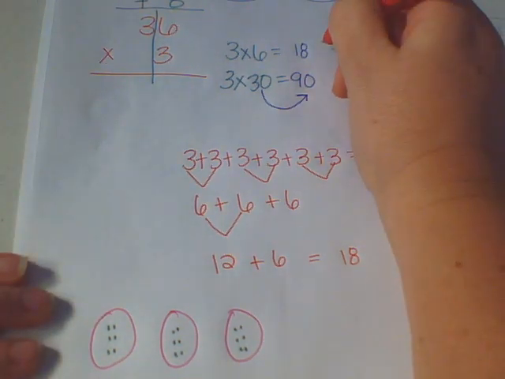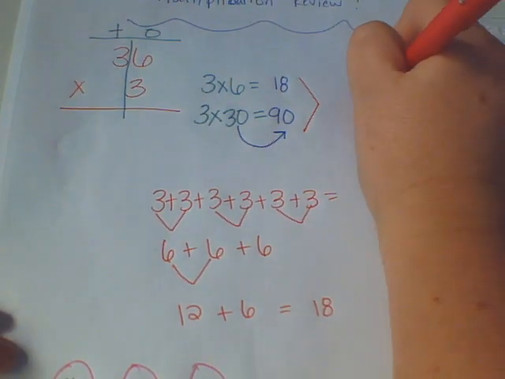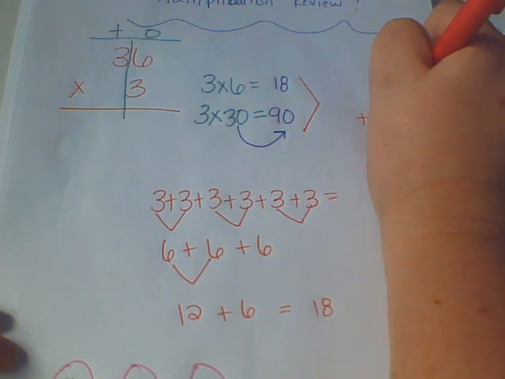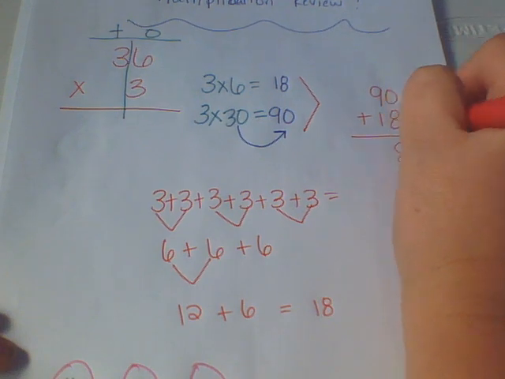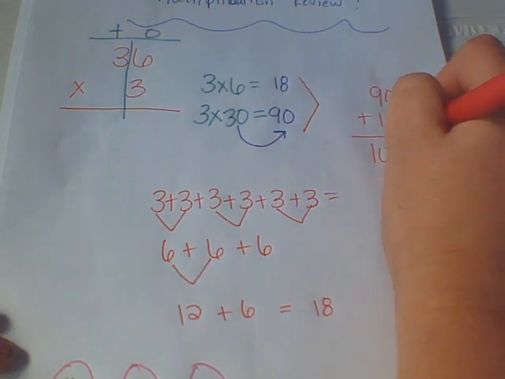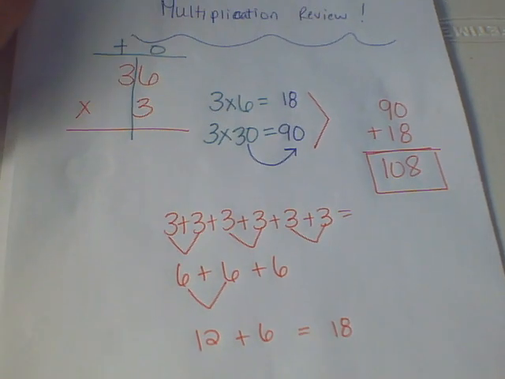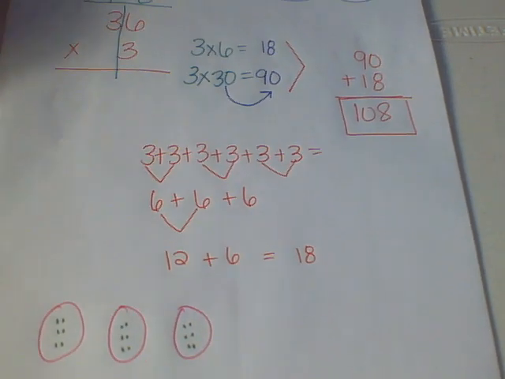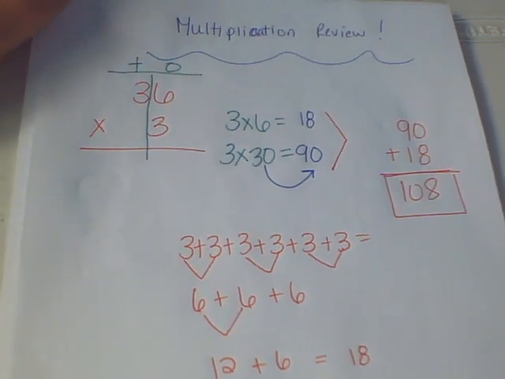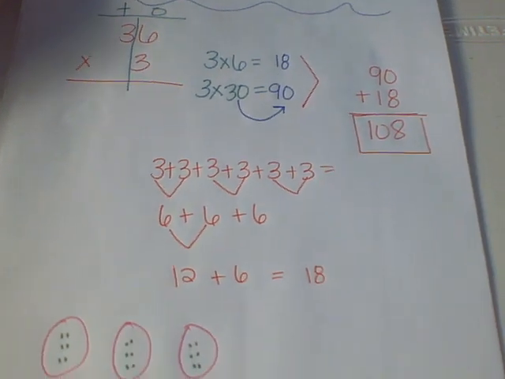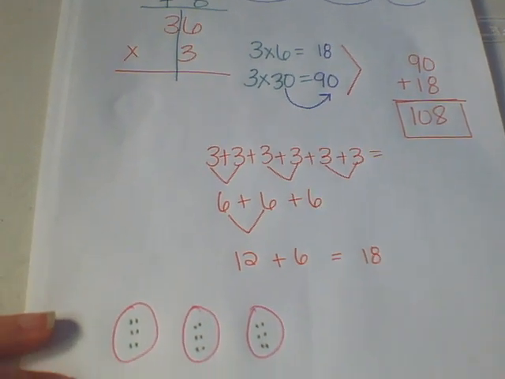Well, what do I do with these two numbers? Now I add them up. 90 plus 18. 8 plus 0 is 8. 9 plus 1 is 10. My answer would be 108. Now remember, you do not have to do multiplication this way. You can do it whatever way works for you. All right, keep using these videos as a reminder and a guide to help you with your Topic 3 test.